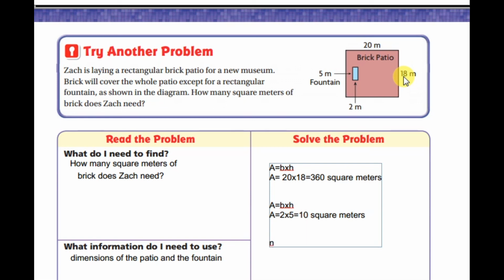So now let's subtract. So the net area equals 360 minus 10 is equal to 350 square meters.